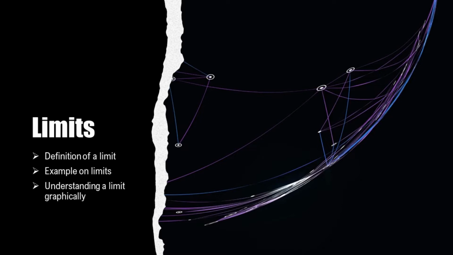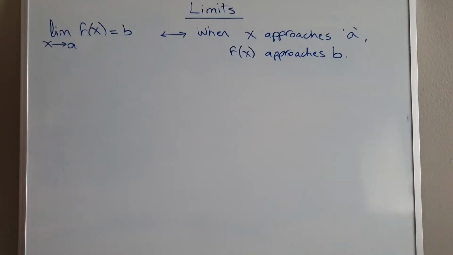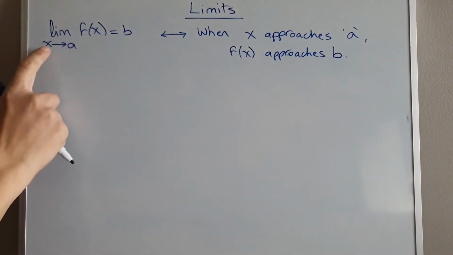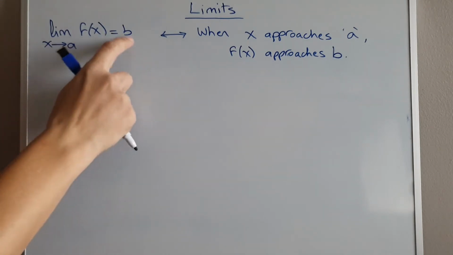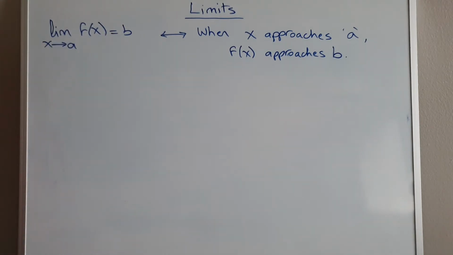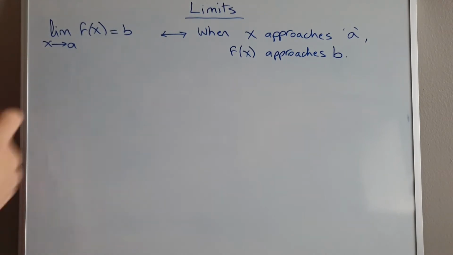Our topic today is limits. I will start by putting this informal definition of a limit. Let's read this together. So we say limit of a function f of x as x approaches a equals b. This means when x approaches the value a, f of x approaches the value b. Let's take an example to explain this definition.